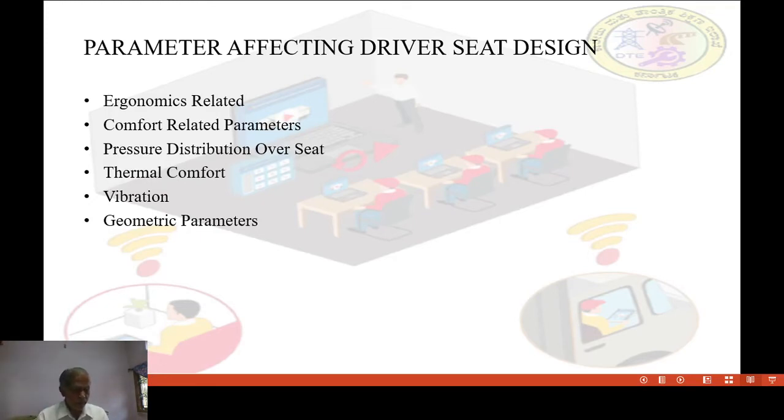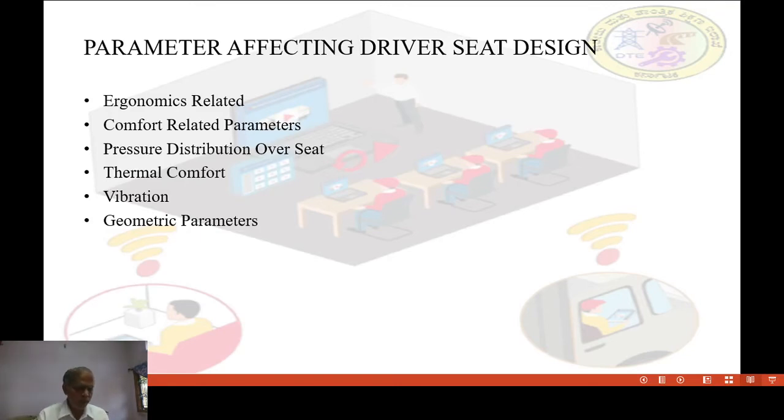Next is thermal comfort. It is the most important ergonomic parameter on which the comfort as well as health of the driver is dependent. Generally, seat cushion materials absorb heat from the driver's body and act as a heat reservoir. This phenomenon is good for health in winter but responsible for discomfort in summer. This problem can be overcome by using different types of seat covers depending on the season.